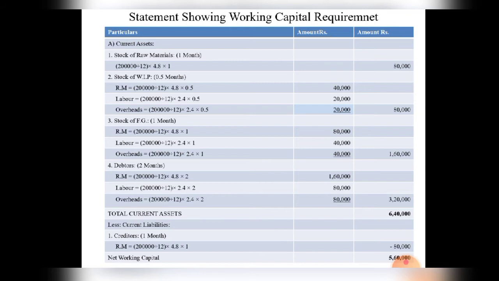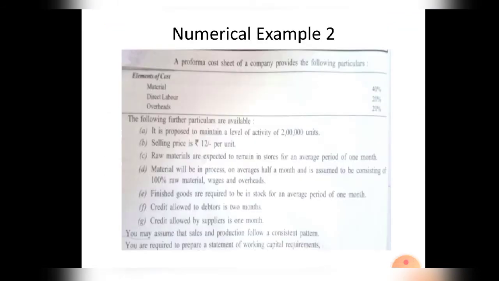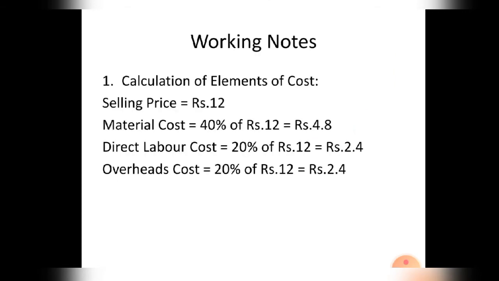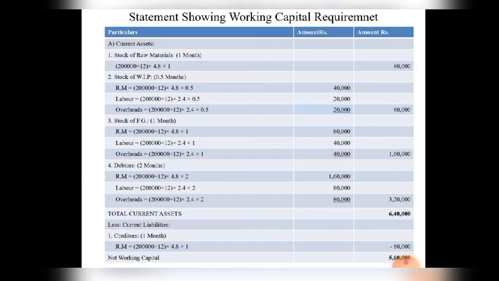The second current asset is stock of work in process. Now regarding stock of work in process, the information is given in point D. Material will be in process on average half a month. So we are taking half a month, that is 0.5 months. Now while calculating the amount of money to be invested in the stock of work in process, we'll have to calculate it element wise. That is the 3 elements: raw material, labor and overheads individually.